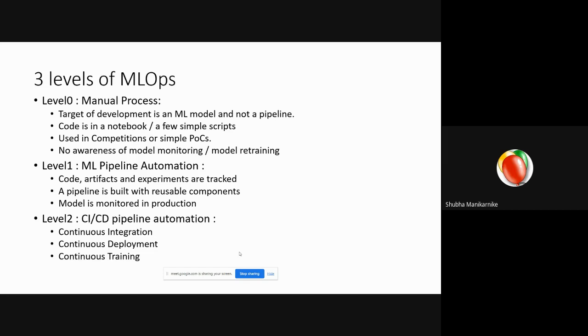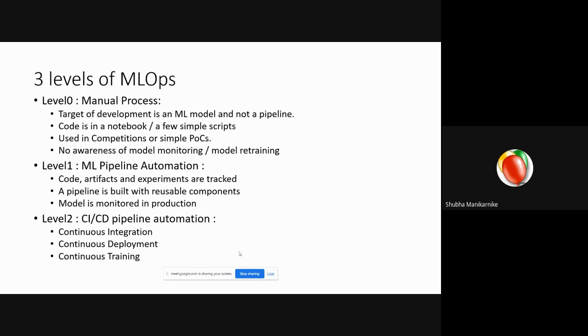So let's begin. This division where I'm telling you that there are three different types of MLOps, I've taken from a blog written on Google Cloud Platform. According to them, MLOps can be broadly divided into three main parts, where you have level 0, level 1, and level 2. Level 0 is your manual process.